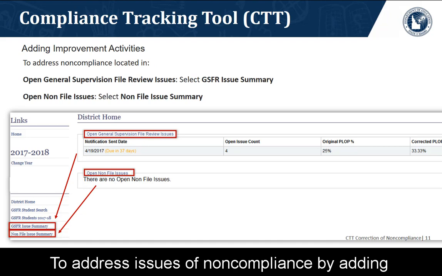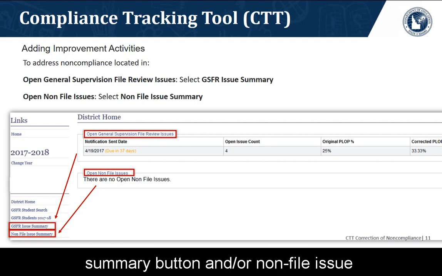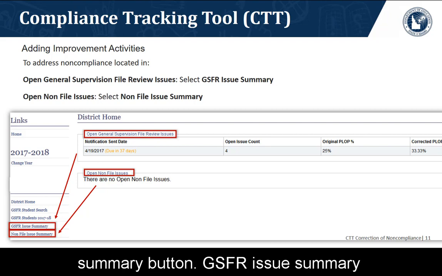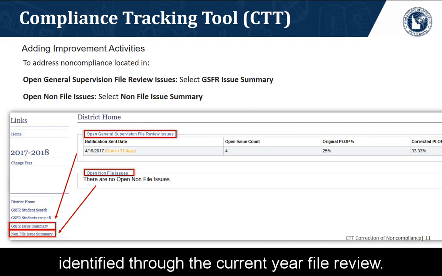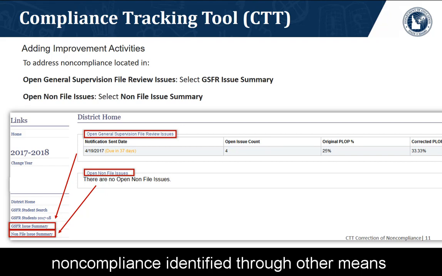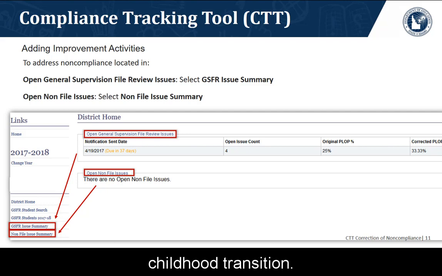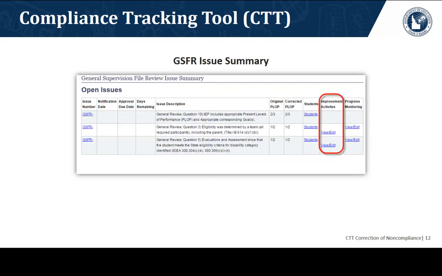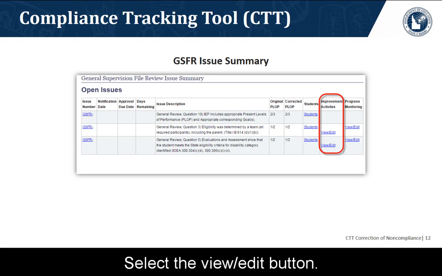To address issues of noncompliance by adding your improvement activities, select the GSFR Summary button and/or Non-File Issue Summary button. GSFR Issue Summary includes all items of noncompliance that were identified through the current year file review. Non-File Issue Summary includes items of noncompliance identified through other means, such as the 60-day timeline or early childhood transition. You will see your open issues on this page. Select the View Edit button.